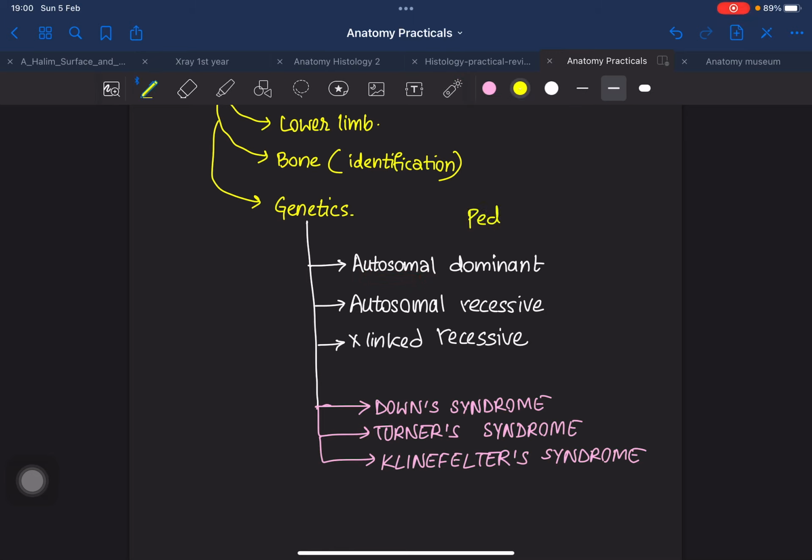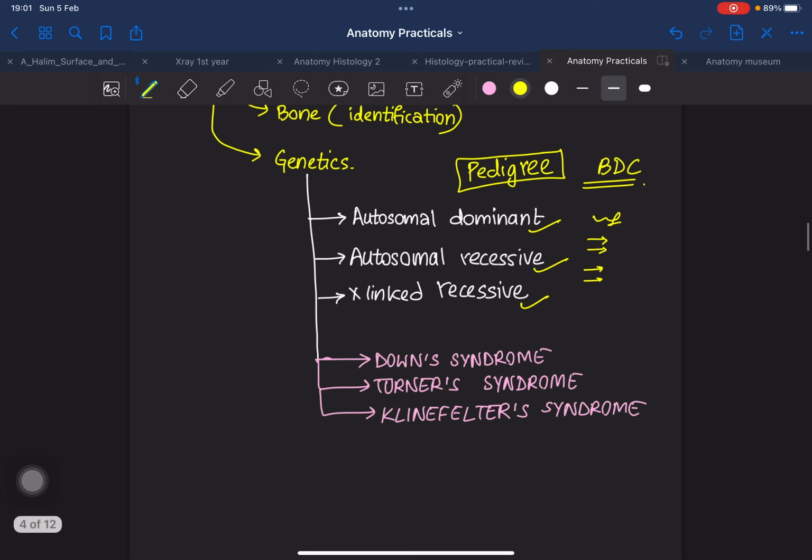Pedigree. Have a look at all 3 pedigree charts given in your Chaurasia book. The same question would be there, the same figure would be there: autosomal dominant, autosomal recessive, and X-linked recessive. What you have to write is identify it first, write one or more features, and give any 1 or 2 examples of each.